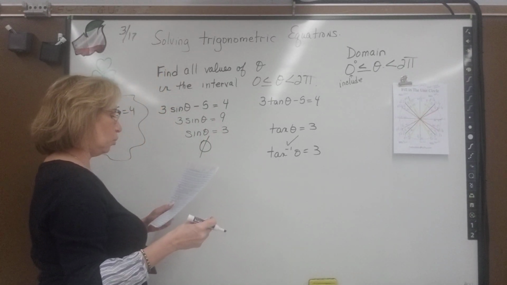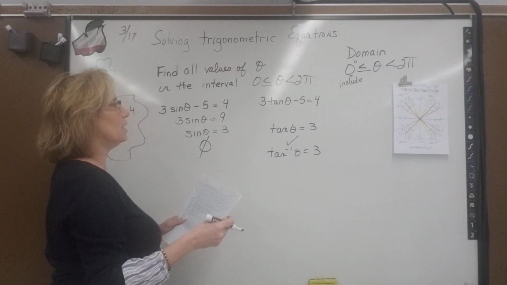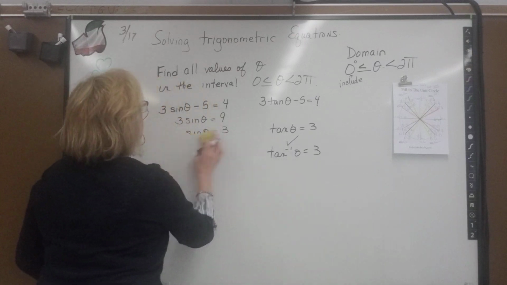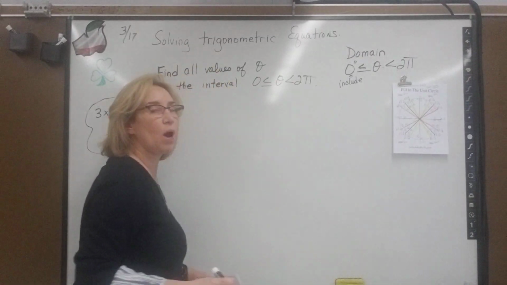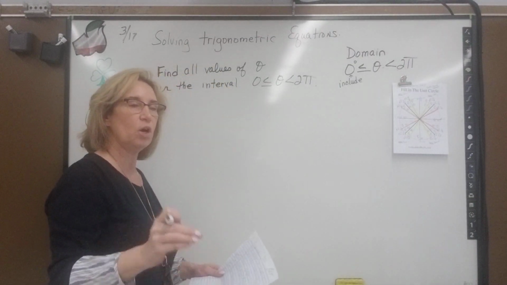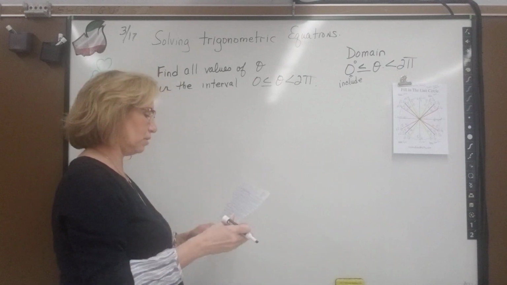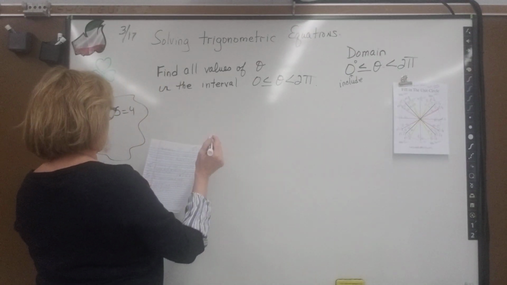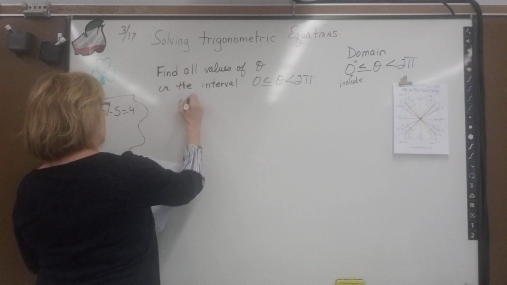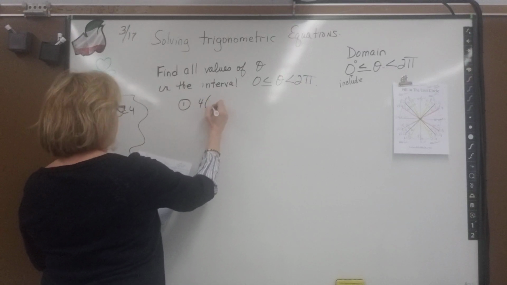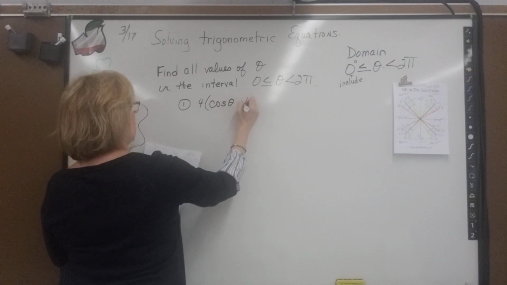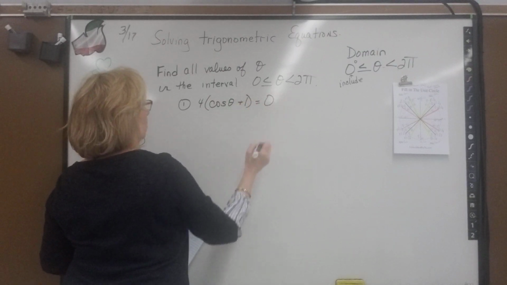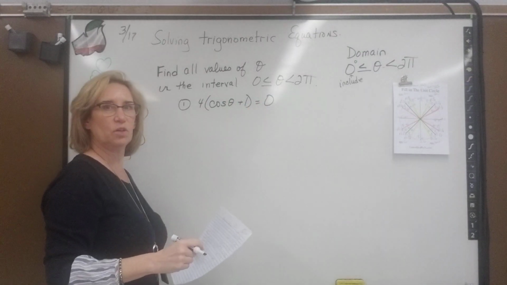Okay, so what I'm going to do is I am going to do some problems. What I'd like you to do at this point is, once I put the problem on the board, pause the video, you try it, and then keep playing the video and see if you were able to do it. So, here's example number 1. 4 times parentheses cosine theta plus 1 equals 0. Pause the video right now and see if you can do this.